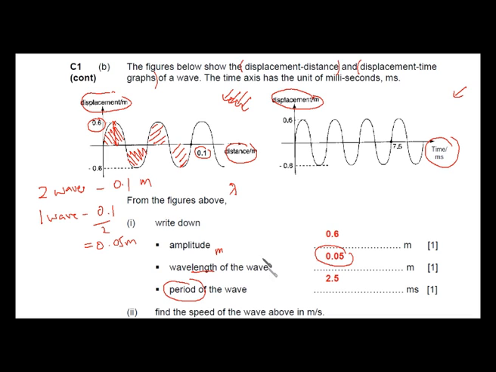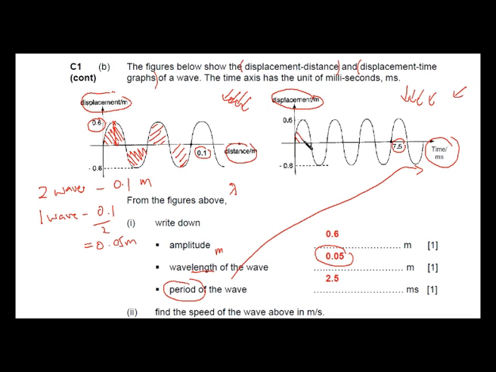Now we are trying to find the period of the wave. For period, we cannot use this graph. We have to use this graph because period is related to time. And what's the definition of a period? Period is the time taken for one wavelength to occur. Period is the time taken for one wave to occur. So here we see this number 7.5. Can we just write down 7.5? Please do not make this mistake. Period is the time taken for one wave to occur. So where's the one wave?